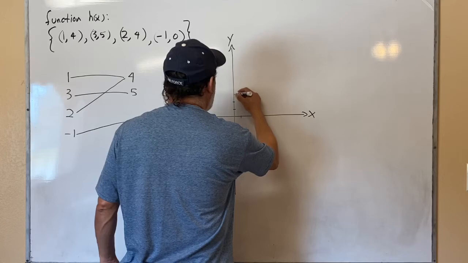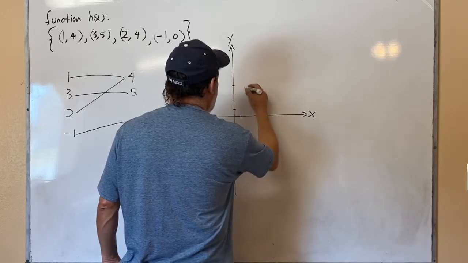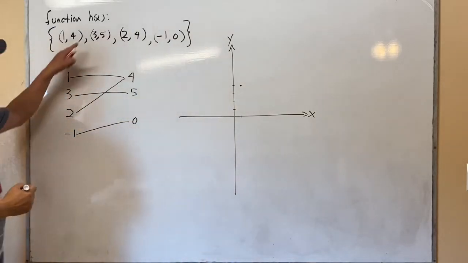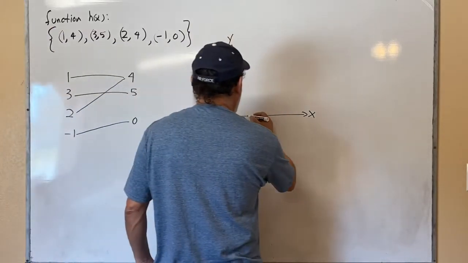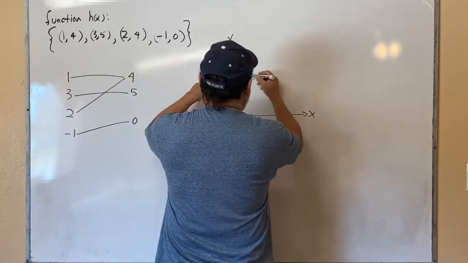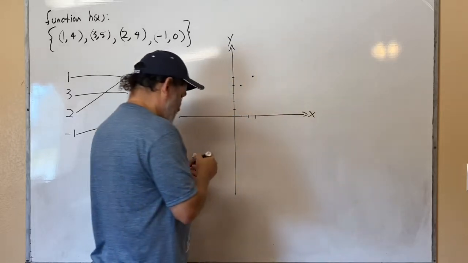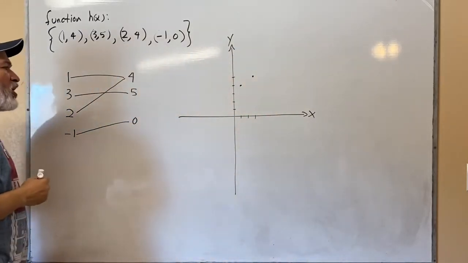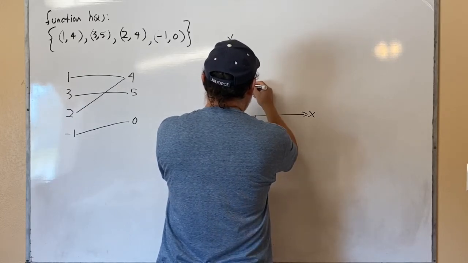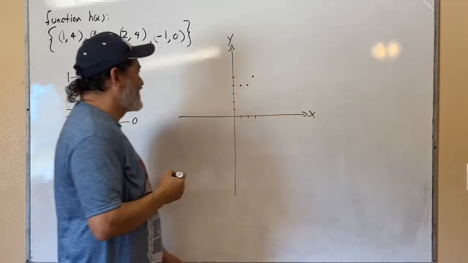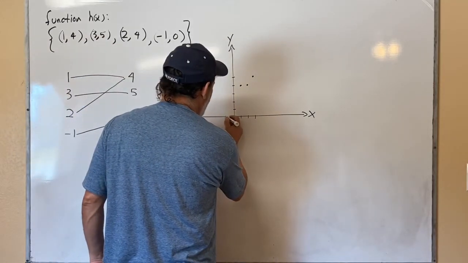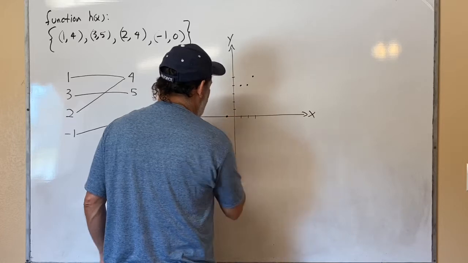1, 2, 3, 4. 1 is paired with 4 right there. That point is (1, 4). 3 is paired with 5 right there. Okay. 2 is paired with 4 right there. Okay. -1 is paired with 0 right there.